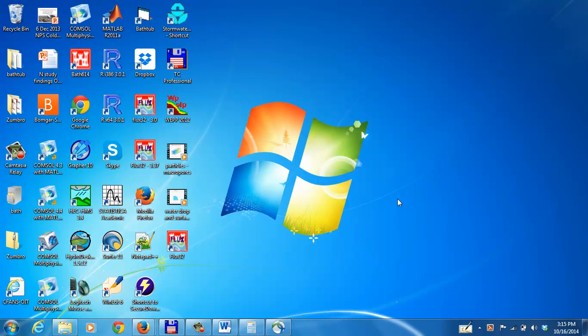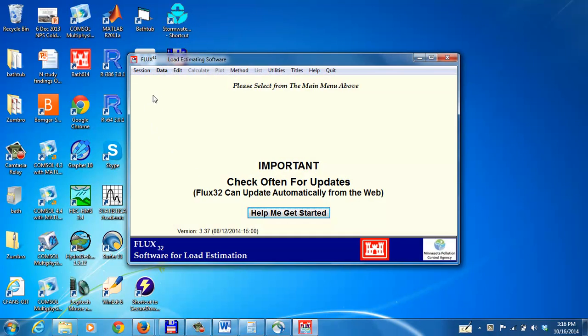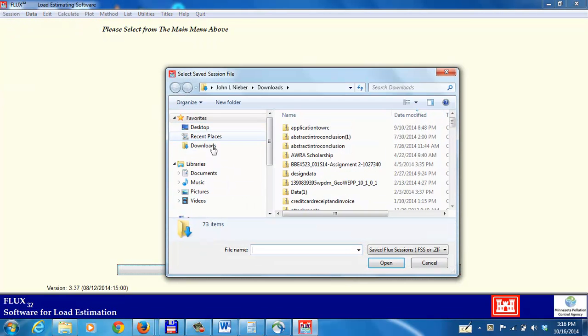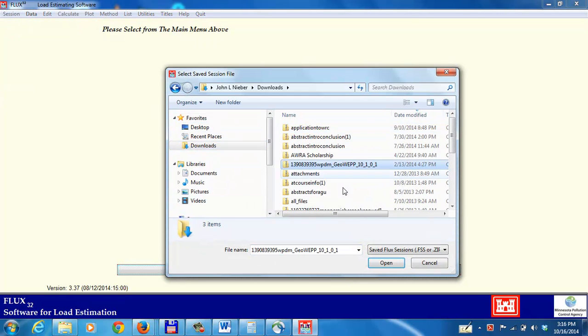This video is going to show you how to use version 3.37 of Flux to determine an improved sampling scheme that will reduce the coefficient of variation of the flux estimates. So again, we'll open version 3.37. Go to the resume save file.